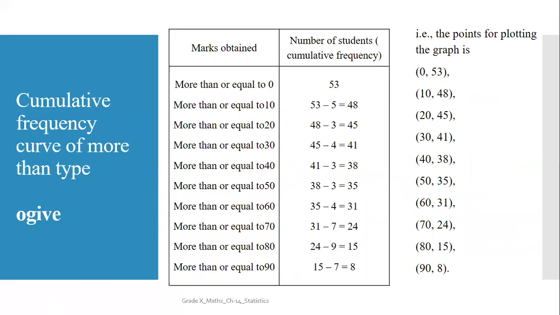That is, the points for plotting the graph will be (0, 53), (10, 48), (20, 45), (30, 41), (40, 38), (50, 35), (60, 31), (70, 24), (80, 15), and (98). So these are the points for us.